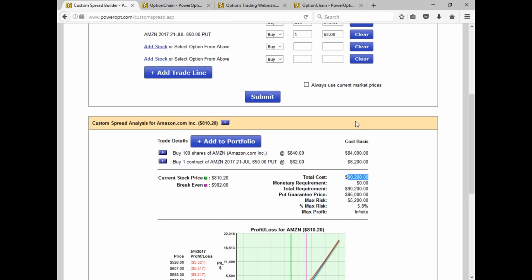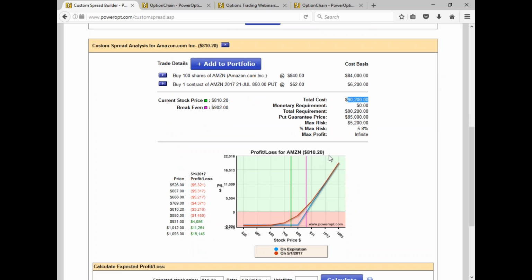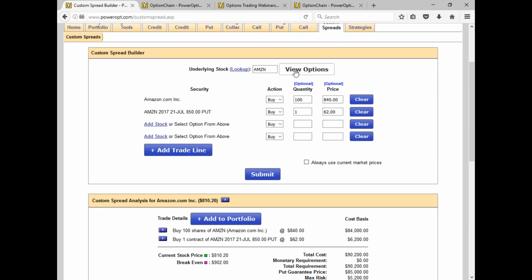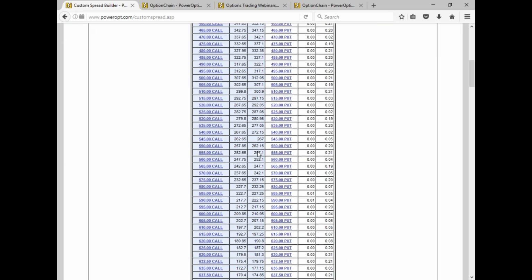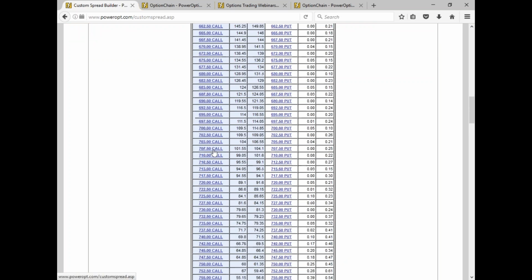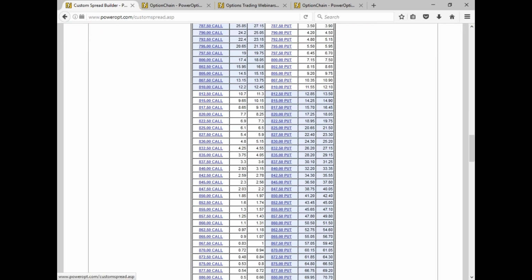Anyway, the stock's fallen now to 810. You still have the 850 put. Stock's down at 810. You say, okay, well, I'm going to fix this. The stock is declining. My way to fix it is I'm going to look out to February. I'm going to sell an 820 or 825 call.